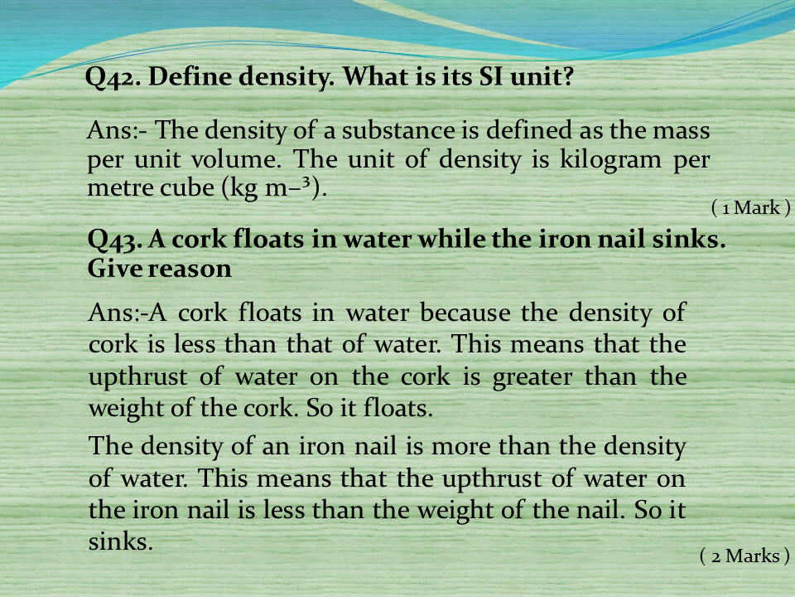Question number 43. A cork floats in water while the iron nail sinks. Give reason. Answer. A cork floats in water because the density of cork is less than that of water. This means that the upthrust of water on the cork is greater than the weight of the cork, so it floats. The density of an iron nail is more than the density of water. This means that the upthrust of water on the iron nail is less than the weight of the nail, so it sinks.